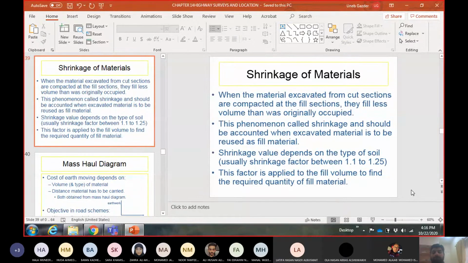Now, some of you may have taken the course of soil mechanics or geotechnical engineering, and some of you will take it. In that course, you will study different types of soils. I will not test your knowledge, even if you have taken it.